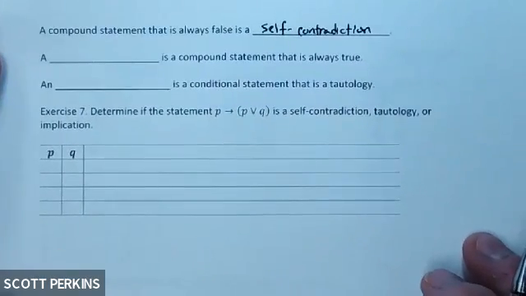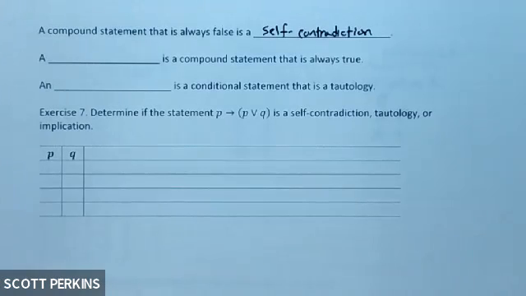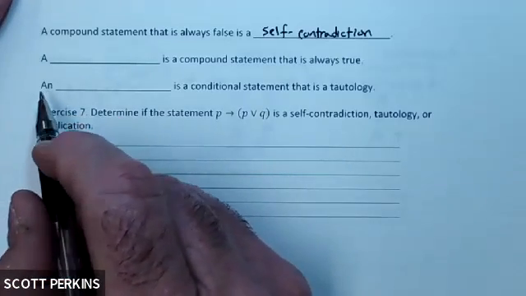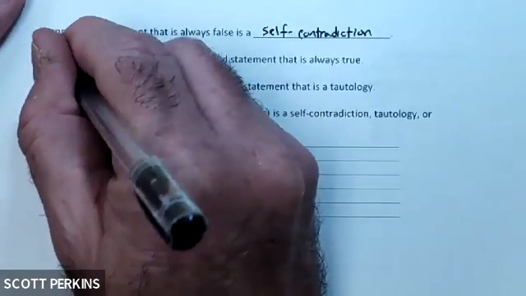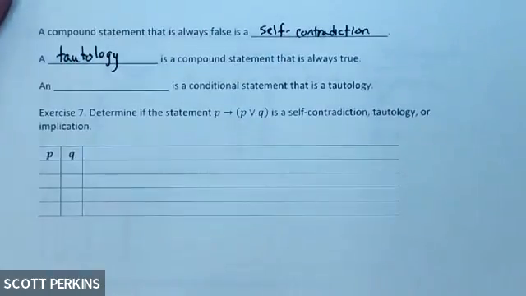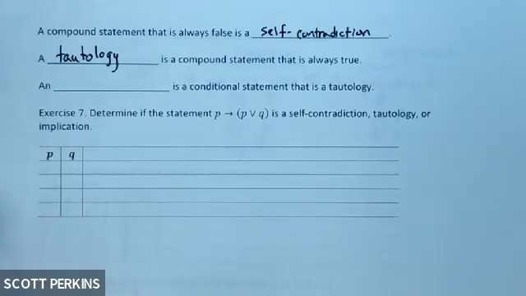Okay, so a compound statement that is always false is a self-contradiction. So if you've ever used the phrase that somebody contradicts themselves, that means that the thing that they have said is false under any circumstances. Then the flip side of that is something called a tautology. It's fun to spell and say. A tautology is a compound statement that is always true, so that when you look at the last column of that compound statement, there's nothing but T's.